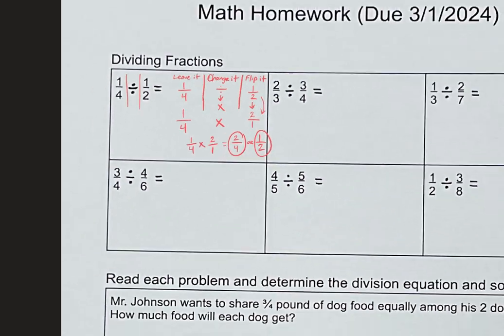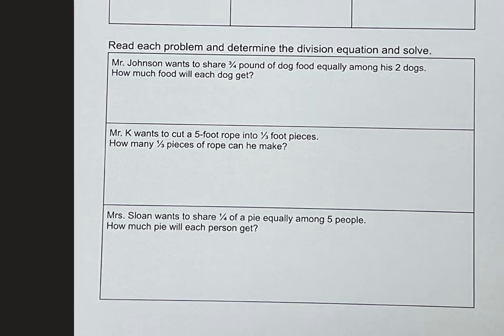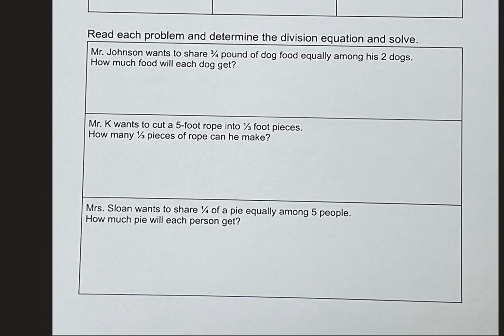And then you have 5 more of those problems, okay? No problem. You guys can finish those, and then you have 3 word problems, and I can go ahead and read those to you so you know what to expect. It says Mr. Johnson wants to share 3/4 pound of dog food equally among his 2 dogs. How much dog food will each dog get? If you look at it, he has 3/4 pounds of dog food divided by 2 dogs. You guys can go ahead and solve that problem. You can do the leave it, change it, flip it method like we did in the top problem. You can look back at that one and figure it out.